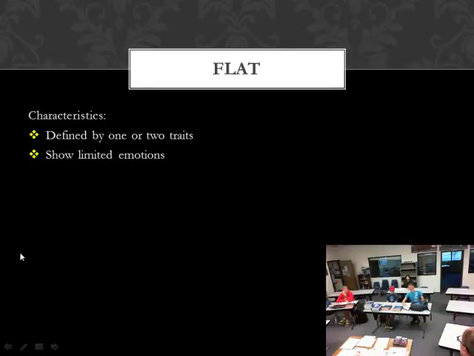And they show limited emotions. They don't have a big spectrum. They're either happy or sad. There's nothing in between. Generally they just have one emotion. He's angry all the time. And then they don't explain why he's angry. It's a very, very limited perspective.